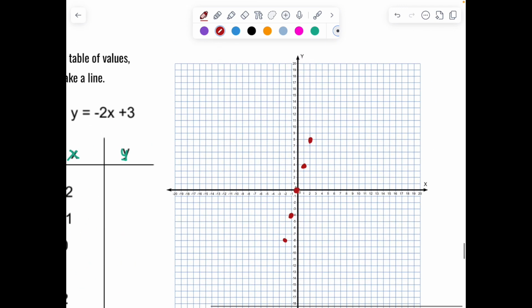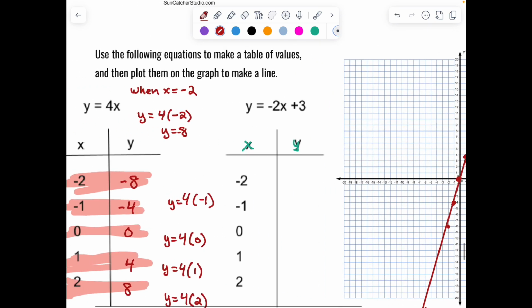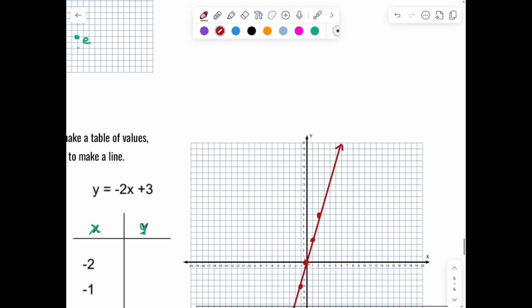All right, if you plotted your points correctly, they should line up to make a nice straight line. So here is our nice straight line, and I'm going to write the equation that goes with it. This was y equals 4x. So this is the line y equals 4x.